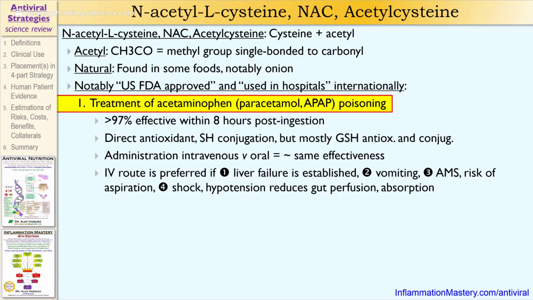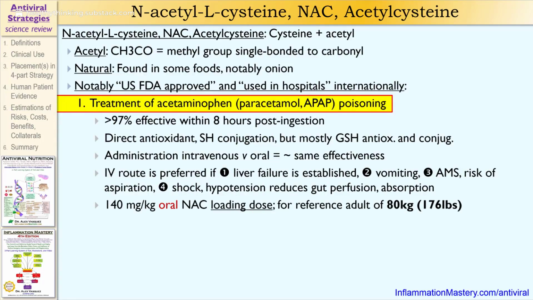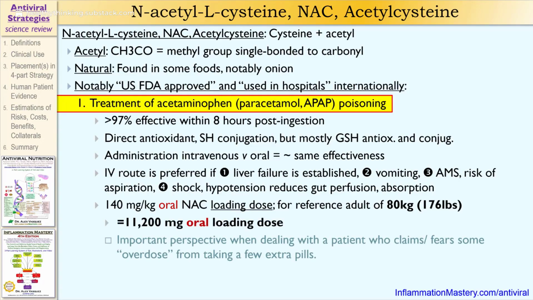So now we're going to start introducing the idea of dosing. The typical loading dose for orally administered NAC after poisoning is 140 milligrams per kilogram, and that comes out to about 11 grams for an oral loading dose. But again, this is not for everyday use. This is for the clinical setting of acute poisoning and impending liver failure. At that point, 11 grams of NAC can be life-saving.